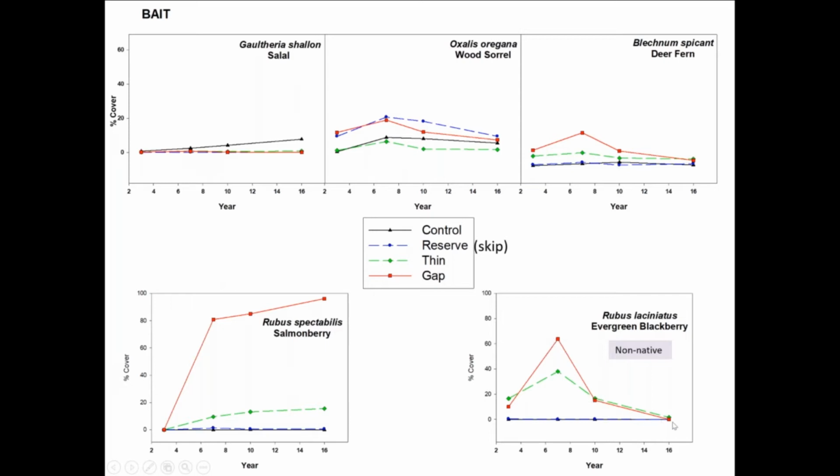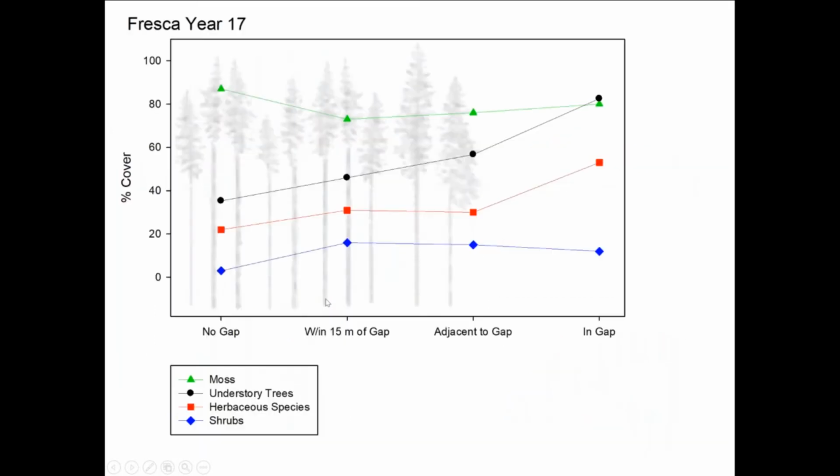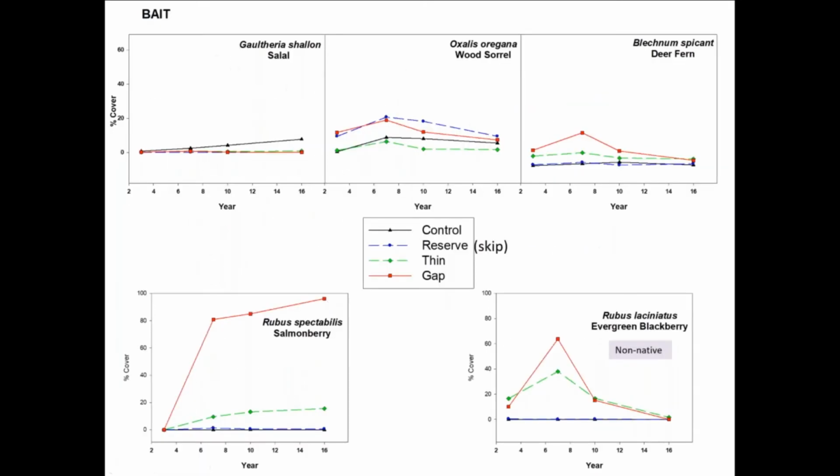This is another one of the installations. This is Bait over near Quinault. And we initially got a big increase. You can see this, it was like 65, 70% cover by year 7, this non-native evergreen blackberry. But over time, it went down basically to 0.